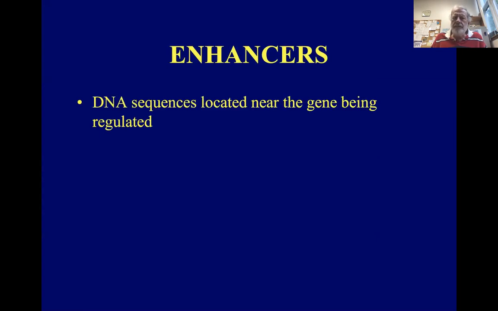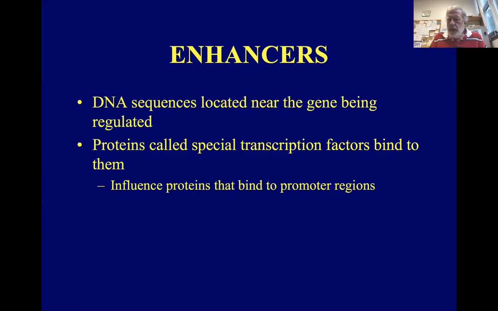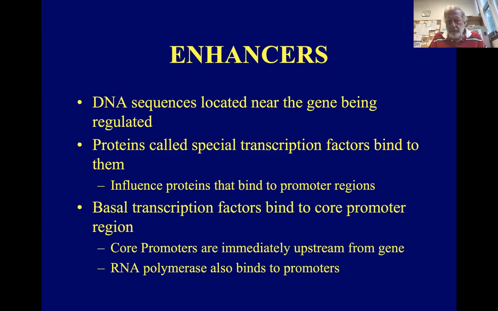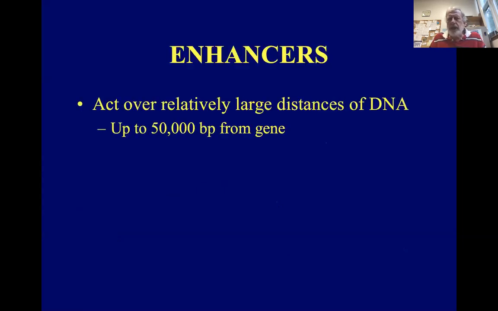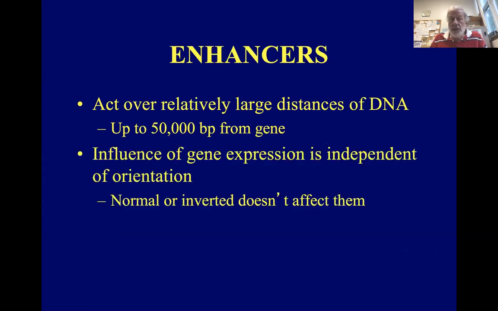Moving on to enhancers then. These are DNA sequences located kind of near the gene being regulated, and proteins called special transcription factors bind to them. So basal transcription factors bind to the core promoter region, or what's often called the core transcription apparatus, that consists of the RNA polymerase as well as these transcription factors that bind right next to the gene. So these enhancers can act over a relatively large distance, up to 50,000 base pairs away from the gene.